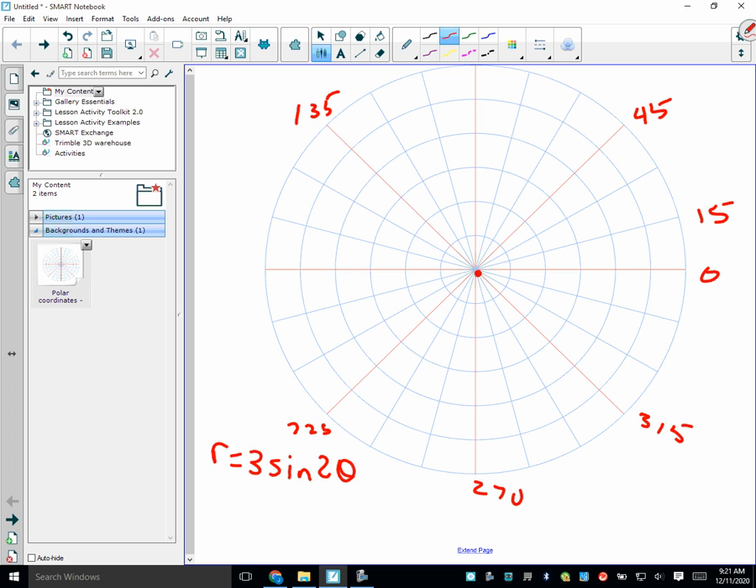Oh, it looks good, doesn't it? I like that. So you kind of have to figure out where a point is, just like we did with the other graphs. So I have a point at 45 degrees, 3, don't I? You agree?